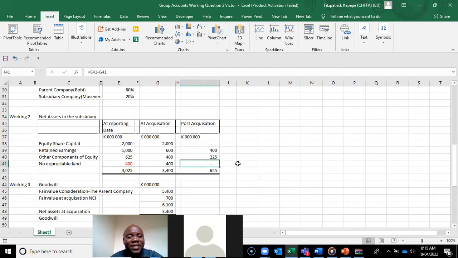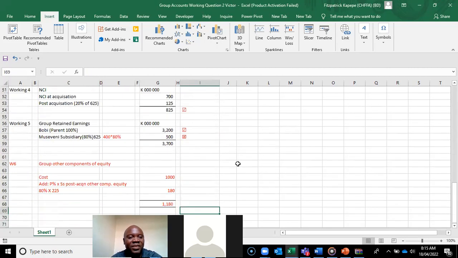But then the mistake that you made was on these two. Under retained earnings, you should have only shown the 400 as a possible acquisition times the percentage, in this case, it was 80. Then this 225 should have come in. So let's see what you did.